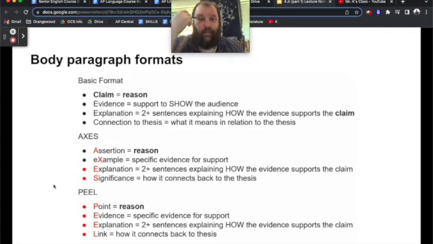How it connects back to the thesis. The point is, all of these methods are the same. They have the same pieces. They're in the same order, right? And the defensible claim at the beginning, that is always there. It's always the start, right? Your body paragraphs are always beginning with a defensible claim. And again, that's not just a fact, that's something that you are stating is true that requires evidence, right?